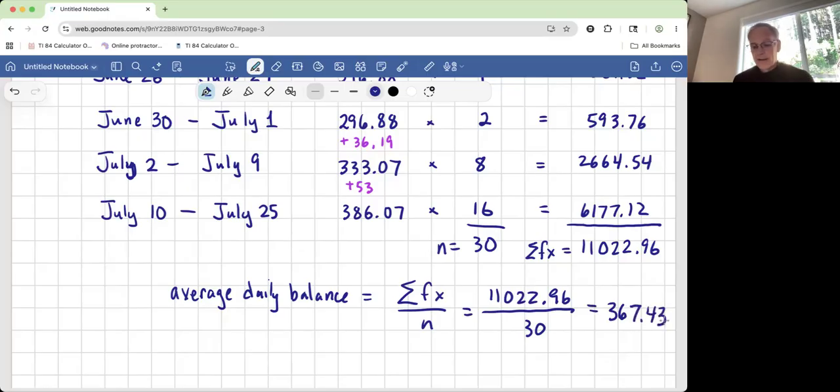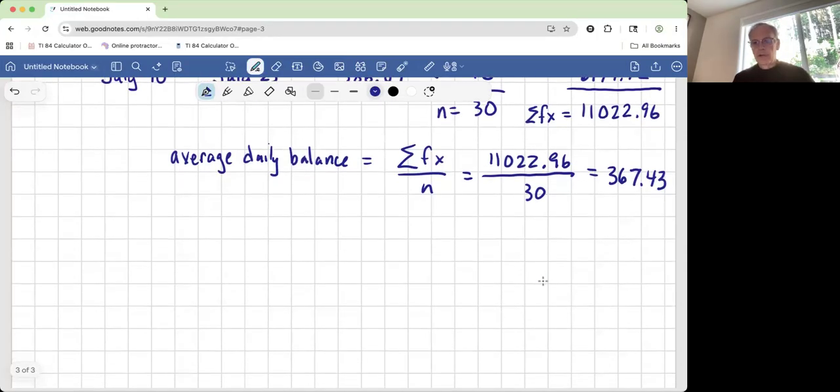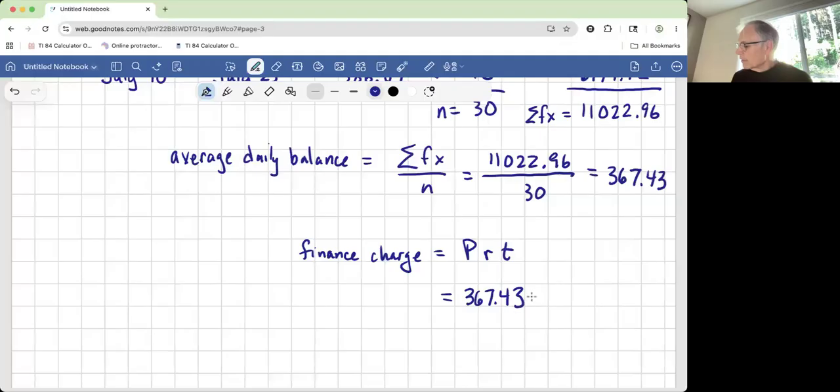367.43. That, everybody, is what the bank figures the finance charge on. So that's what the bank now is going to charge you interest based on, all right? You can't just borrow money from this credit card that is run by a bank for free. You have to pay in order to use that privilege, okay? So my finance charge equals principal times rate times time. My principal is going to be the average daily balance. My rate is going to be 0.195, and my time is going to be 30 days over 365.